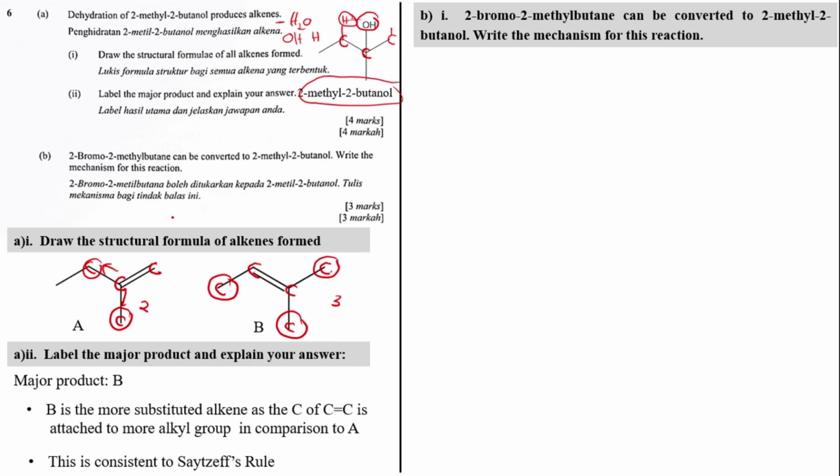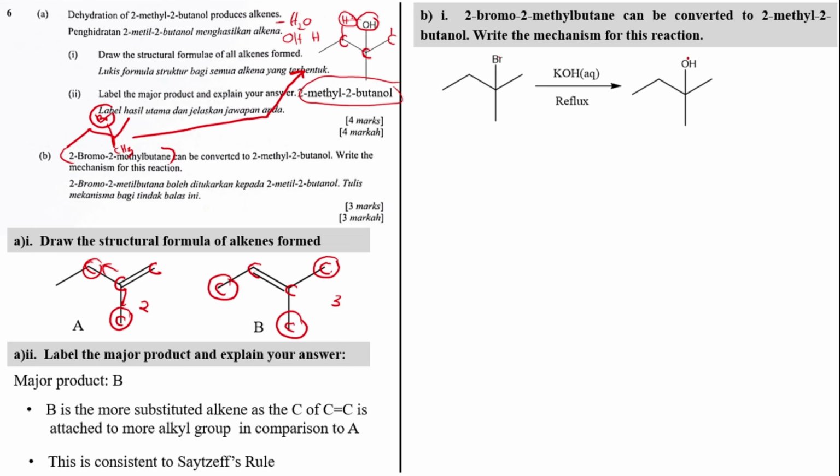Right? And now for question 6b, 2-bromo 2-methyl butane can be converted into 2-methyl 2-butanol. We need to write the mechanism for this reaction. So as usual, you need to write this compound first in order to get the idea. So butane 1, 2, 3, and 4. And at carbon number 2, you're going to have the CH3, and then you're going to have Br here. So as what you can see here, that one you need to convert into this one. So Br needs to be converted into OH.